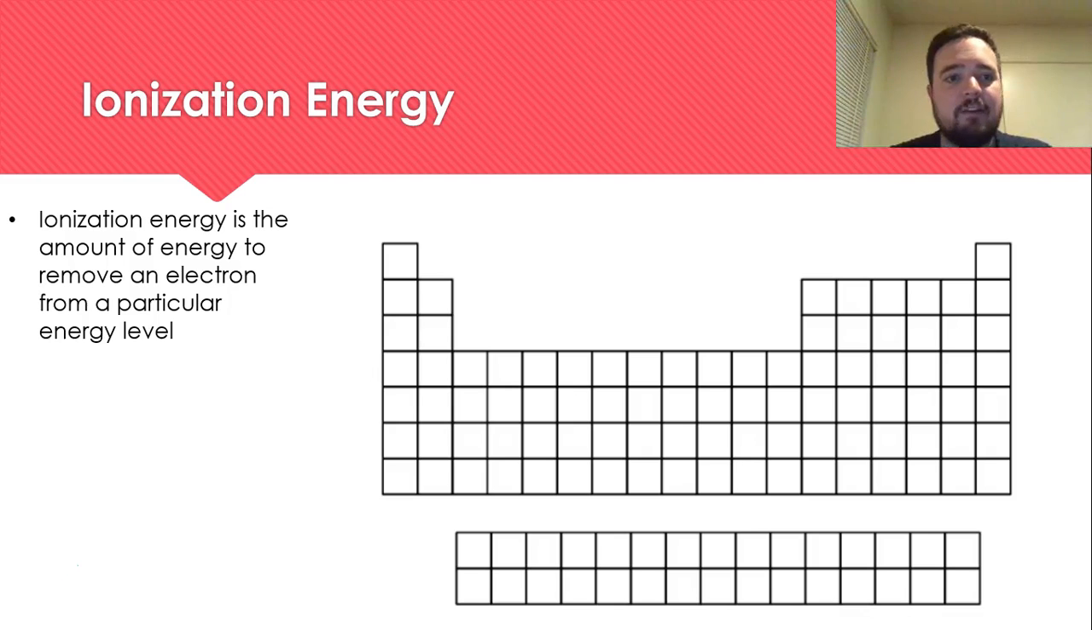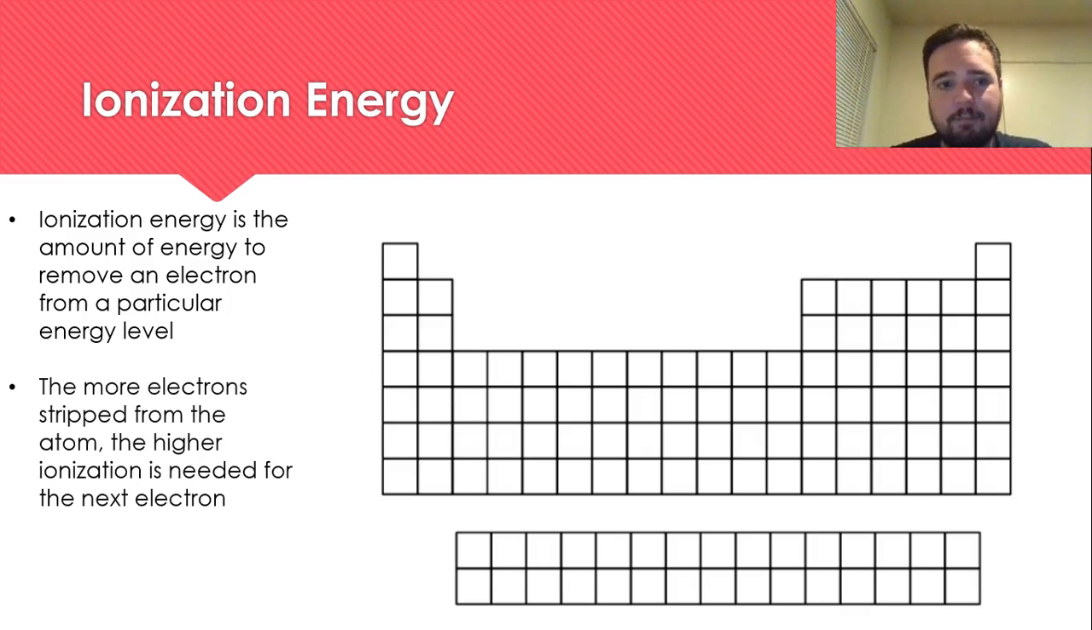Ionization energy. Ionization energy is the amount of energy to remove an electron from a particular energy level in an atom. Or, in other words, it's the energy it takes to create an ion of a particular charge. That's the reason why it's called ionization energy. The more electrons that are stripped from the atom, the higher ionization energy you need for the next corresponding atom.